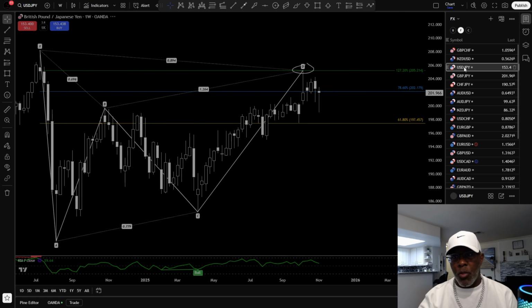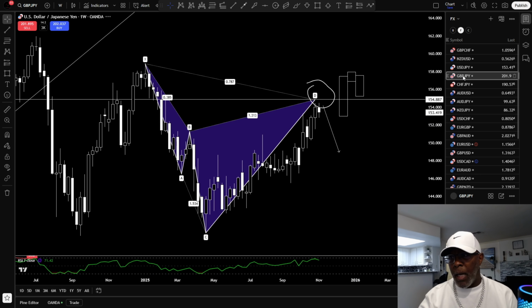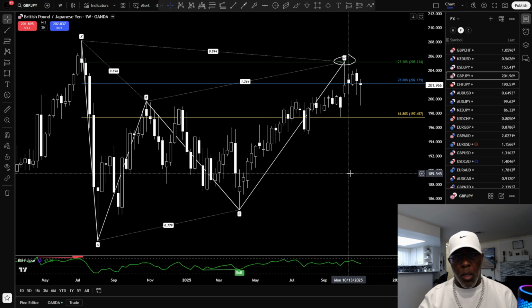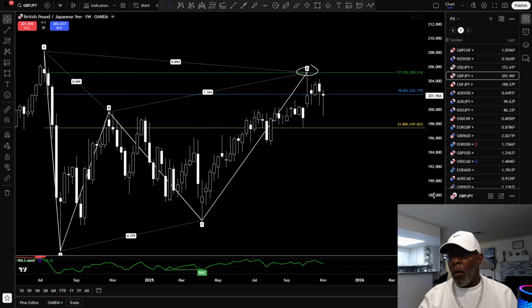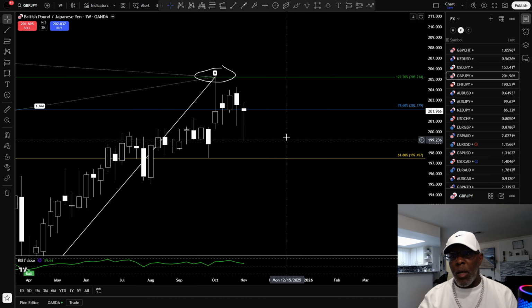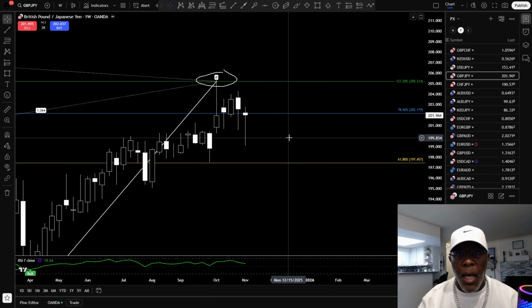So dollar yen short Cypher and pound yen short Gartley, bear Gartley. Now this is a strange one. I had to leave it alone and I'm glad I did because it would have been a complete headache, okay?